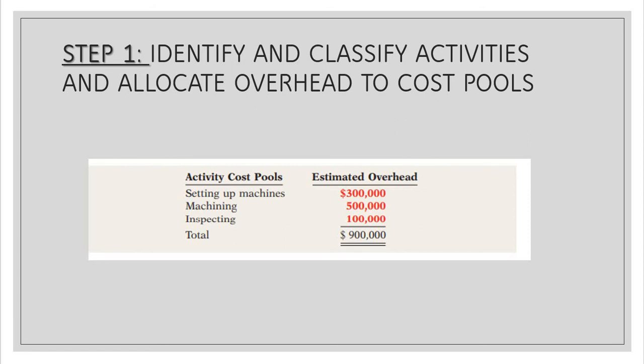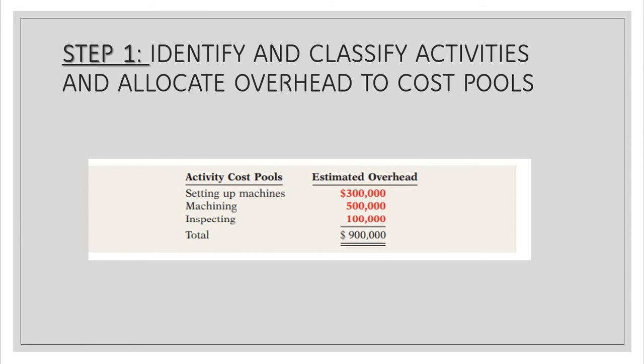Okay? So step 1, identify, sabi niya, and classify the activities and allocate overhead to cost pool. Okay, so a well-designed activity-based costing system should start with the analysis of the activities performed to manufacture a product or provide a service. So this analysis should identify all the resource-consuming activities, guys, ha. Yung mga yan, setting up, machining, ganon. So it requires more on documenting every activity undertaken to accomplish a task.